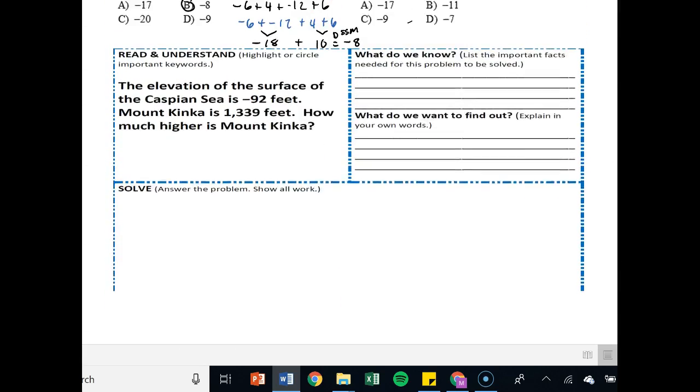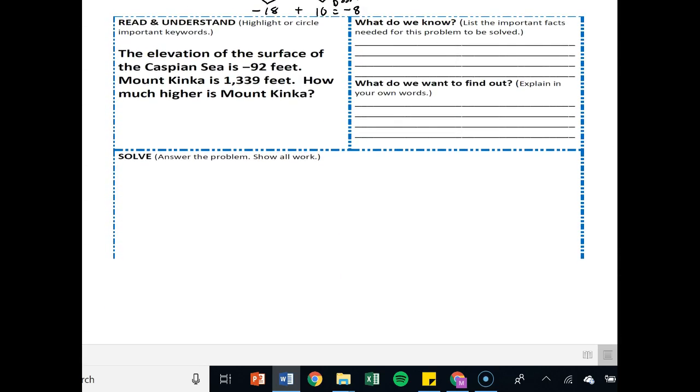And then finally, we have a couple of problems for you to complete, the real-world problem solving. We've done this before, so let's just do one together. The elevation of the surface of the Caspian Sea is negative 92 feet. Mount Kinka is 1339 feet. How much higher is Mount Kinka? So what do we know? Caspian Sea has an elevation equal to negative 92 feet. Mount Kinka is 1,339 feet.